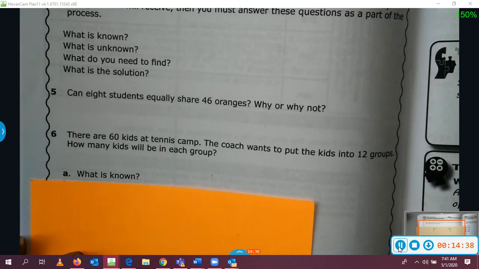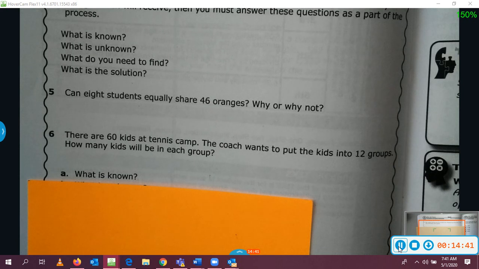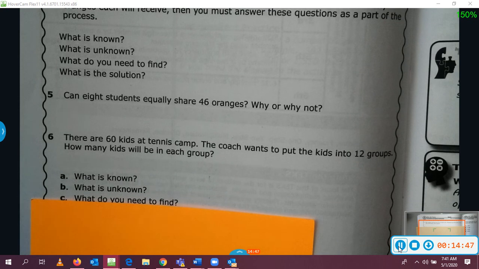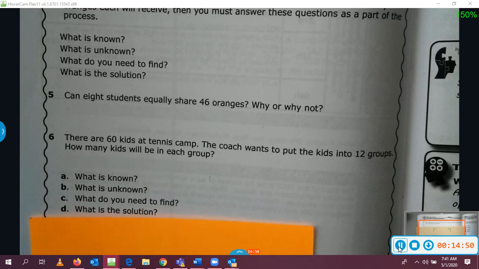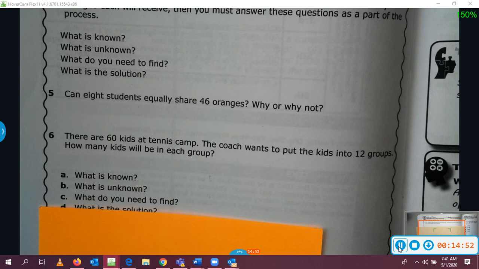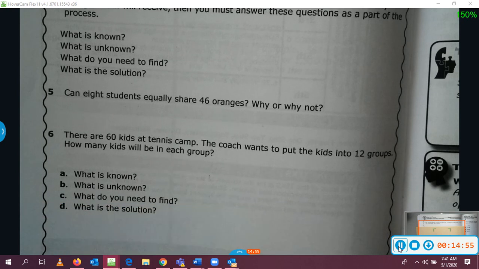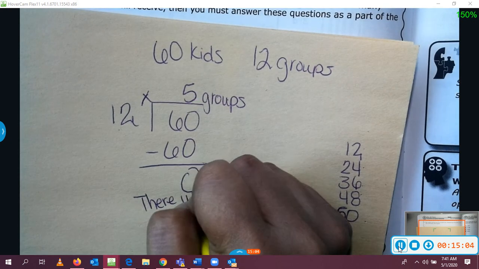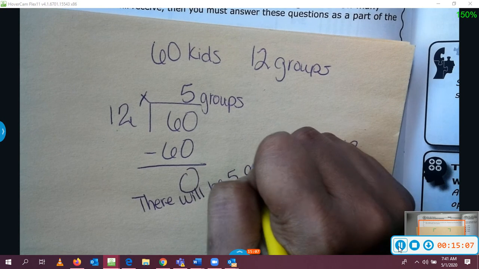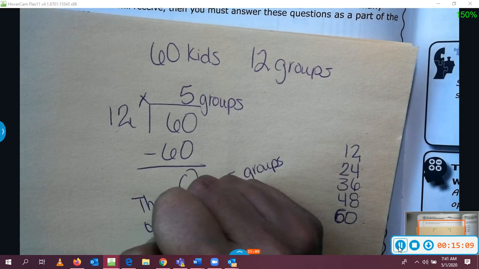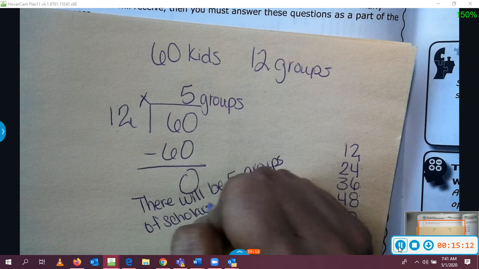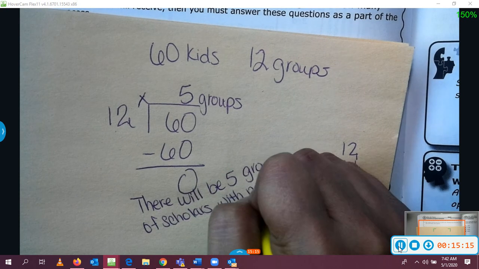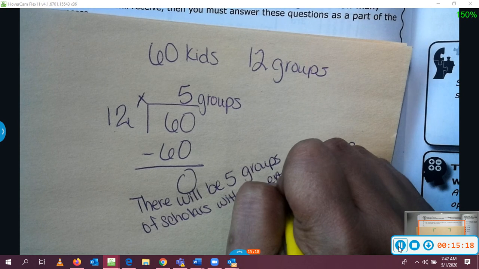So what do we know? We know that there are 60 kids. We know that they want to put them in groups of 12. The unknown at the time was how many groups. And we needed to find how many groups of 12 were in the number 60, and the solution was 5 groups. Which in a sentence, there will be 5 groups of scholars with no extras.